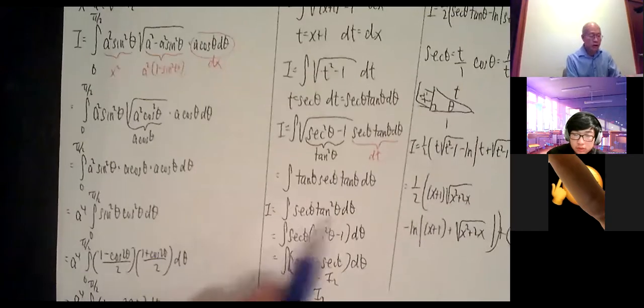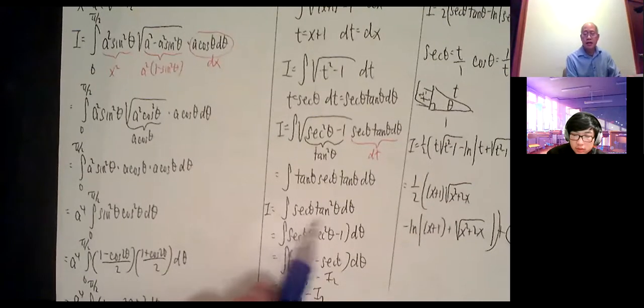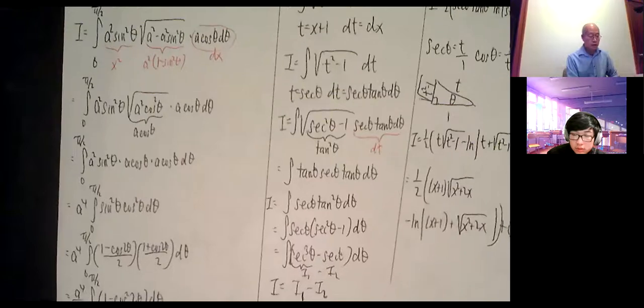So now I'm down to trying to integrate this thing. Secant theta, tangent squared theta, d theta.